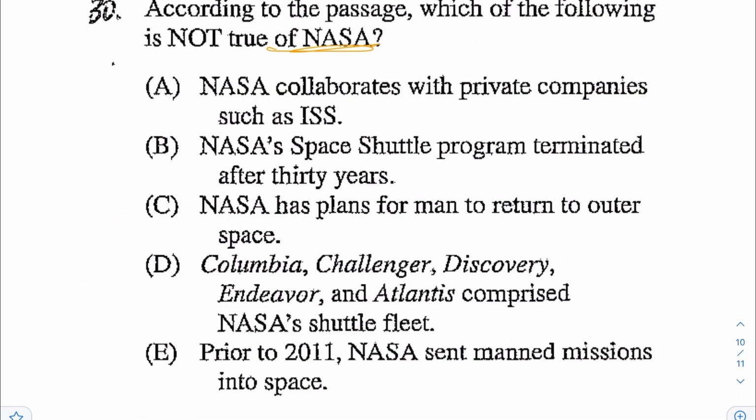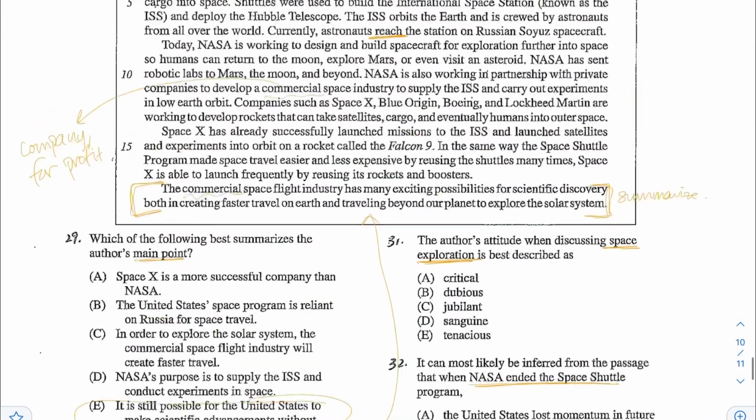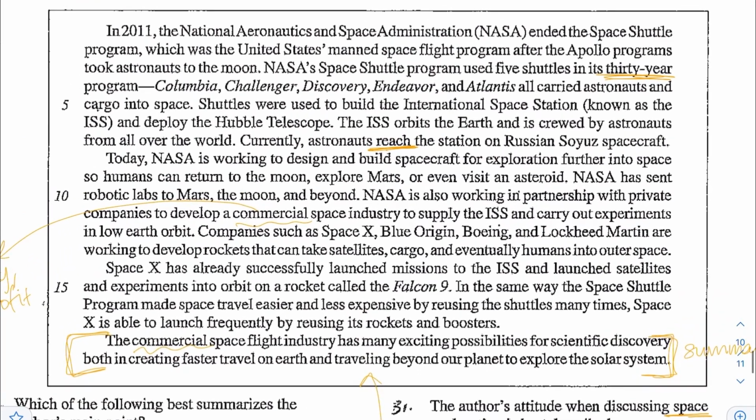Next, for number 30. According to the passage, which of the following is not true of NASA? You have to go through all the choices and see which one is not true. A says NASA collaborates with private companies such as ISS. It does collaborate with private companies, but the International Space Station is not a private company. Here we have private companies such as SpaceX, Blue Origin, Boeing, and Lockheed Martin. But the International Space Station is actually built by NASA.